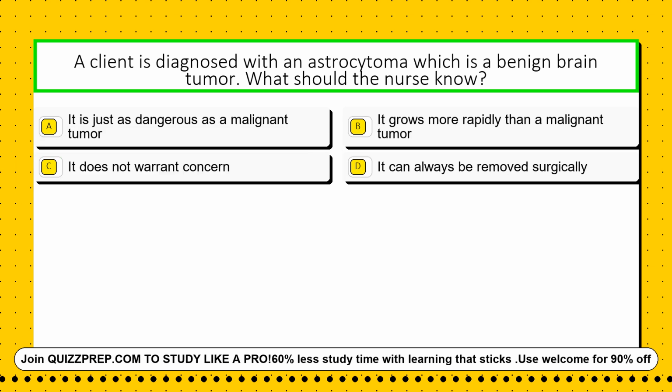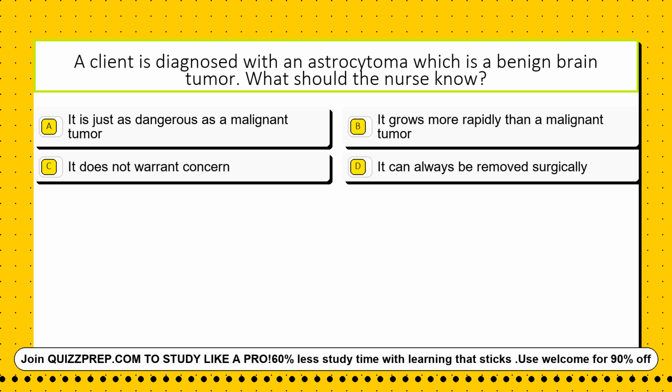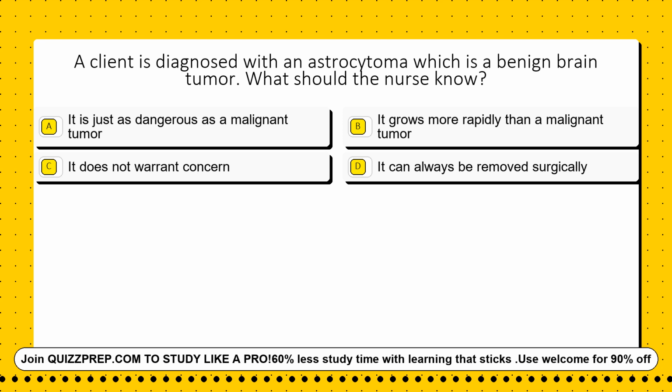Question 16. A client is diagnosed with an astrocytoma, which is a benign brain tumor. What should the nurse know? Option A. It is just as dangerous as a malignant tumor. Option B. It grows more rapidly than a malignant tumor. Option C. It does not warrant concern. Option D. It can always be removed surgically.